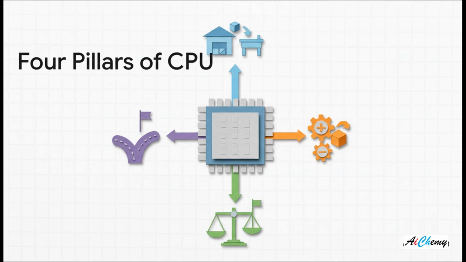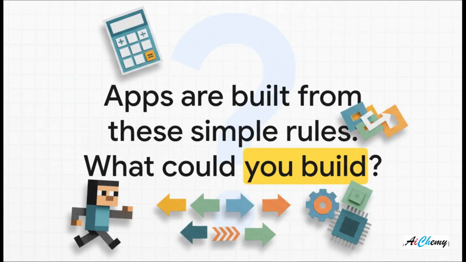Every single thing your computer does is just some combination of those 4 things happening millions of times a second. You know, when you think about it, every app on your phone, every complex video game, every piece of software that runs our world, it's all built from these ridiculously simple rules: moving, calculating, comparing, and jumping. It's a pretty amazing reminder that the most sophisticated systems are often just simple building blocks, stacked in clever ways. So what could you build with them?